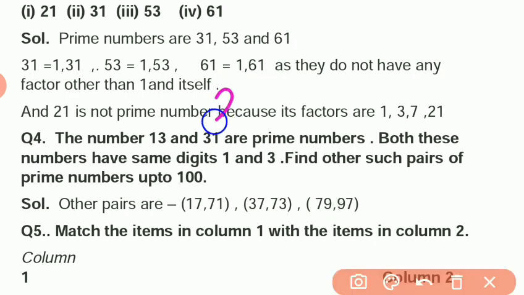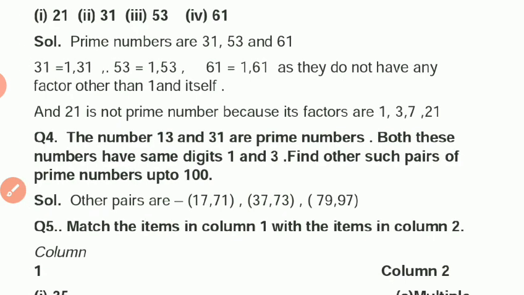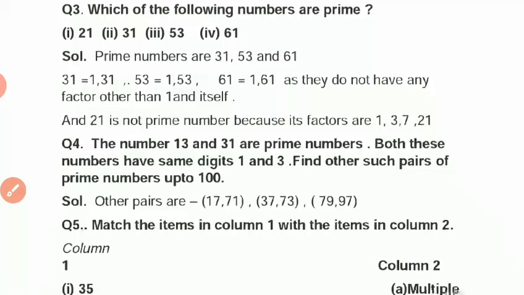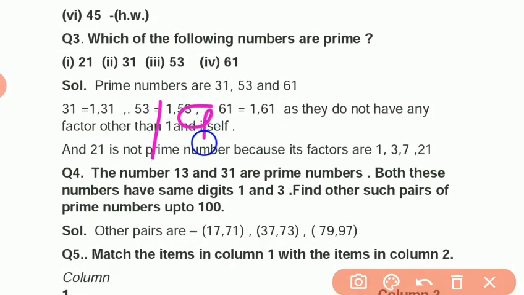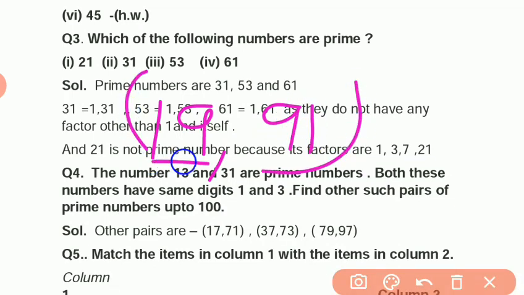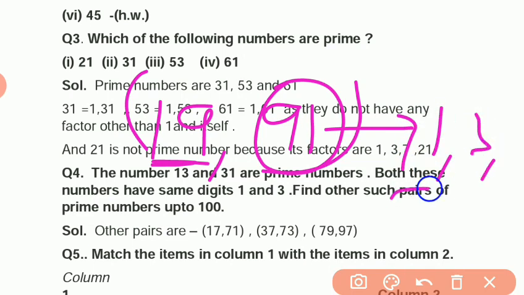For example, you can see here 21 and 12. Next, see here 19 and 91. Here 19 is a prime number, but 91 is not a prime number because its factors are 1, 3, 7, means more than 2. So only the 4 pairs of prime numbers which have the same digits are possible.